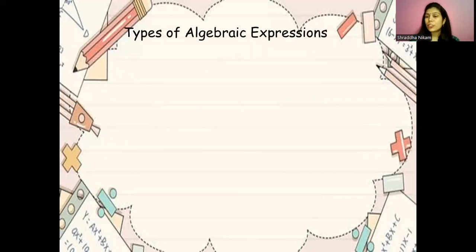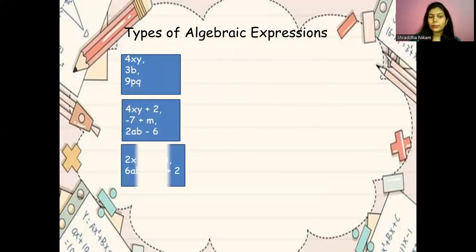Types of algebraic expressions. There are different kinds of algebraic expressions, and they are classified on the basis of the number of terms in them. Let's look at the example: 4xy, 3b, 9pq; second one; third one. If we observe the first box, how many terms are there? There is only one term, isn't it? 4xy is nothing but a single term. 3b is also a single term. 9pq, a single term.